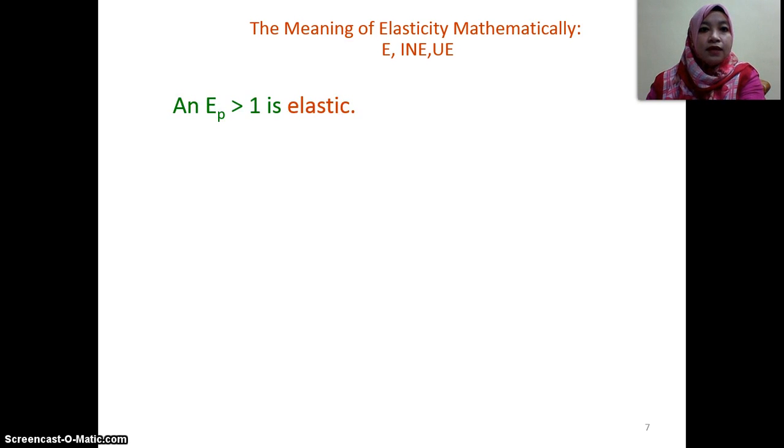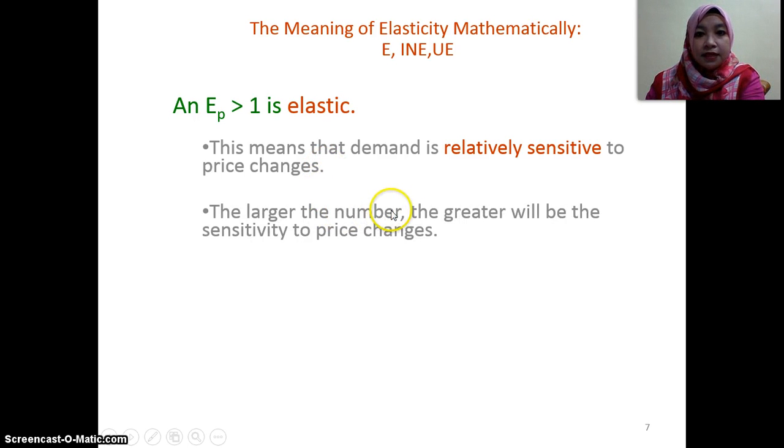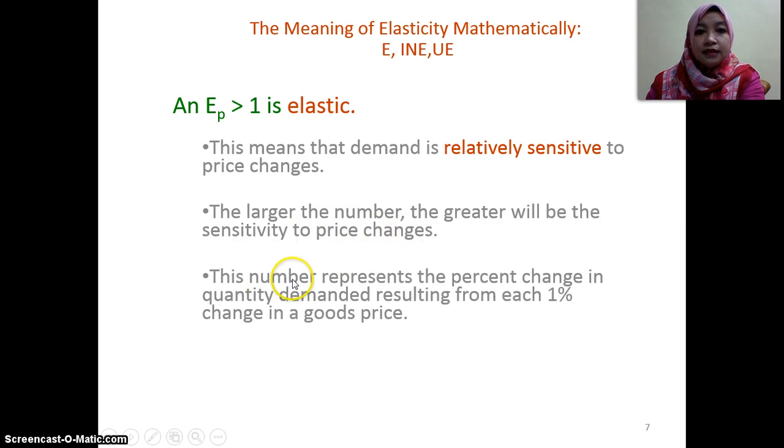Alright, okay. Now let's have a look. What is the meaning of the first one? Explanation of the concept in English. When we discuss elasticity, the first one, EP is more than 1. This is called elastic. Why is this elastic? Because it means that the demand is relatively sensitive to the price change. The larger the number, the greater the sensitivity to price changes. And this number normally represents the percentage change in the quantity demanded from the change of price for each and every 1%.